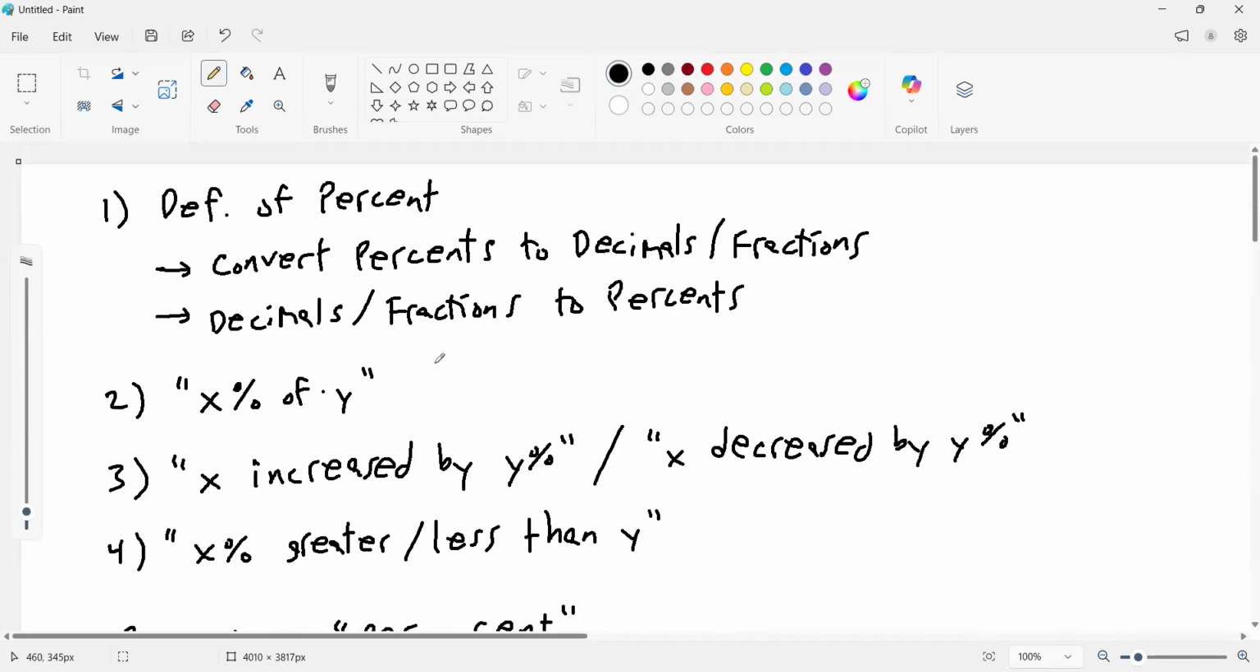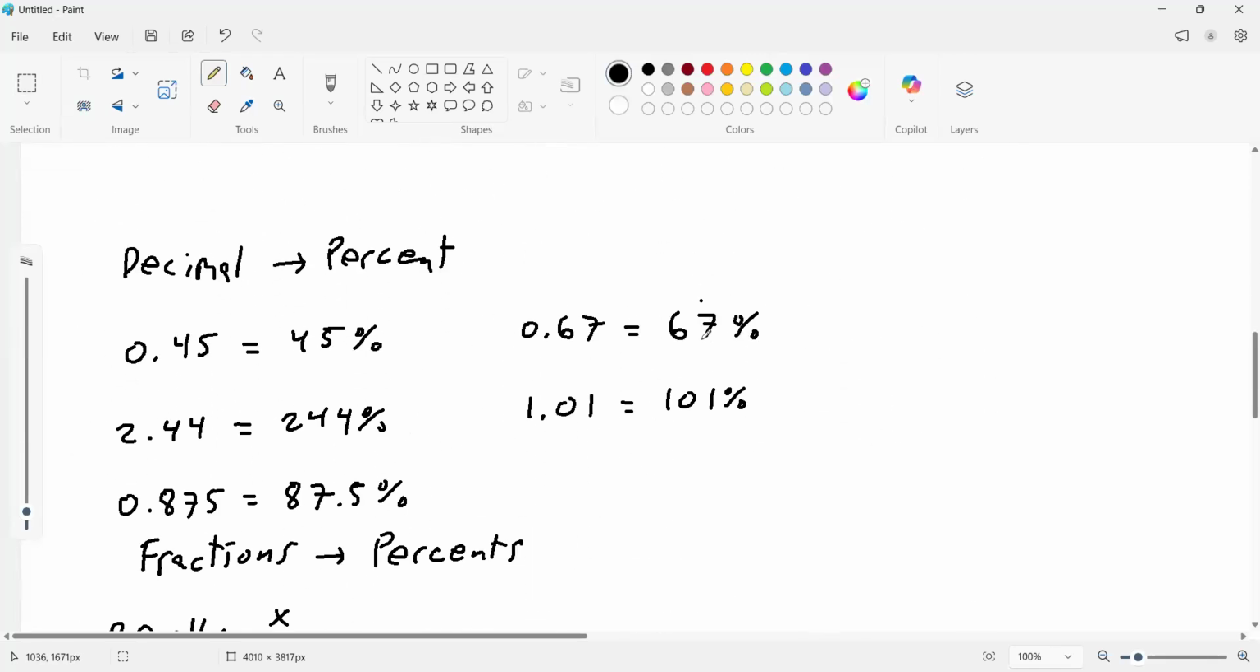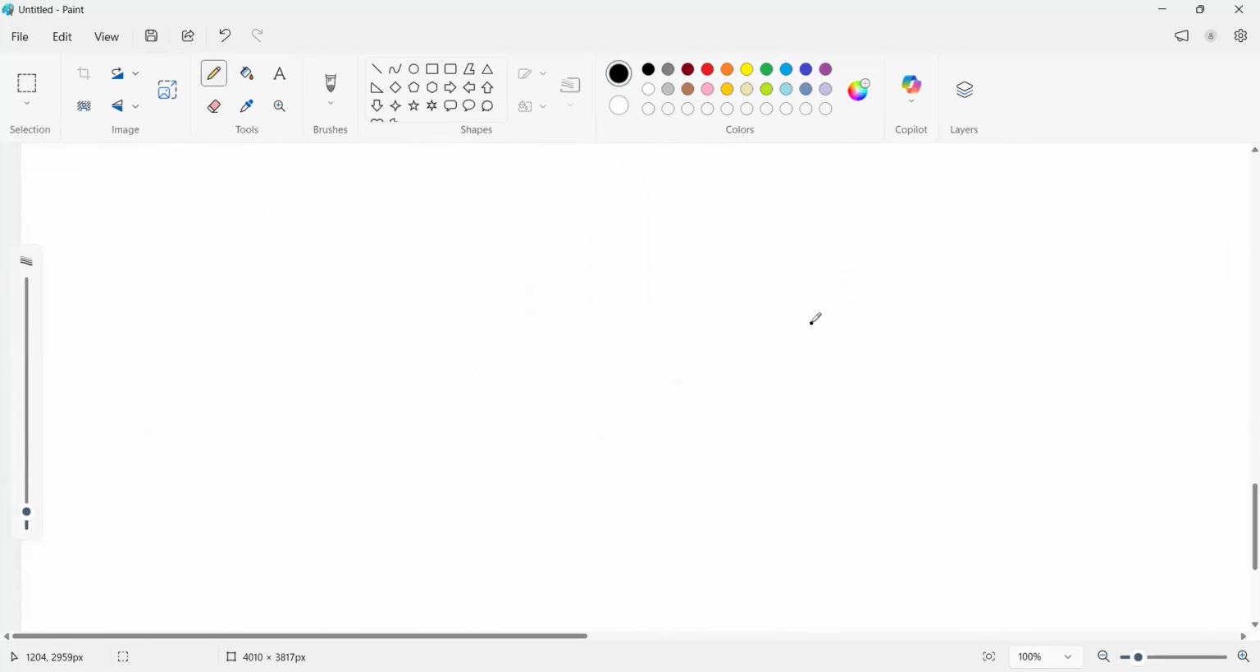So that's pretty much everything for conversion. And now let's start talking about these specific problem types. Okay, so X percent of Y. What does it mean to take X percent of something? X percent of Y. So what does that actually mean?